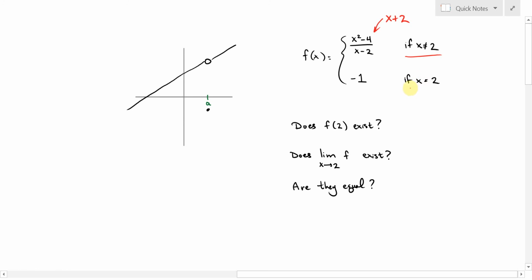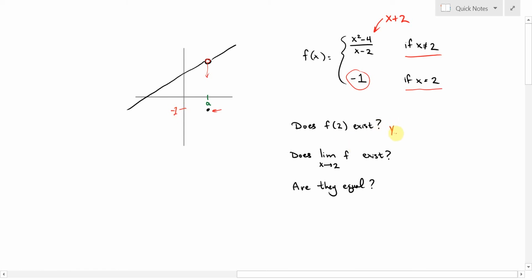But this time, we give it a different definition if x is equal to 2. We define the function to equal -1 there. So I've graphed the function here. It's the same function we had before, a line with a hole in it above 2. But now, we actually have a definition for the function at x equals 2. So where that hole is, it's as if we took that point and moved it down to -1. So now, does f of 2 exist?